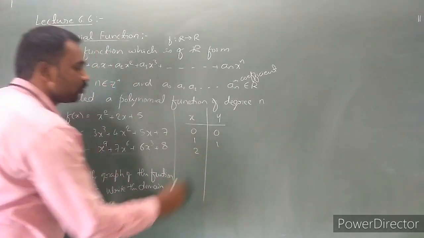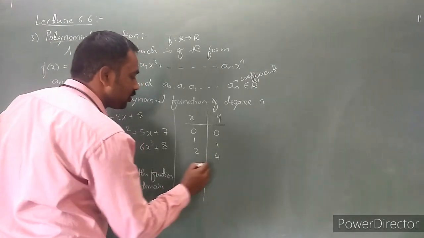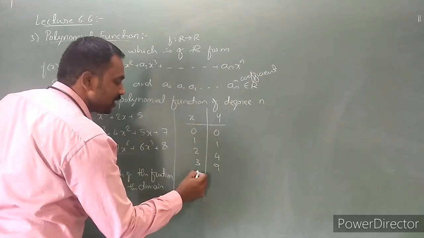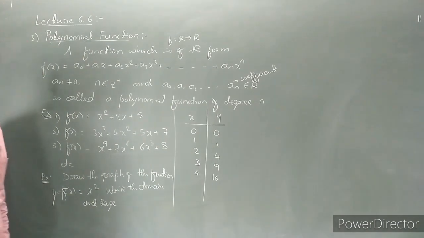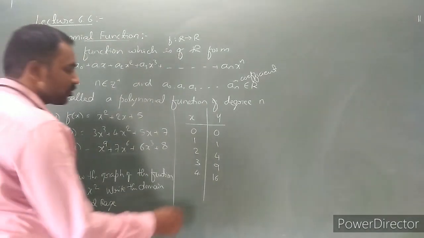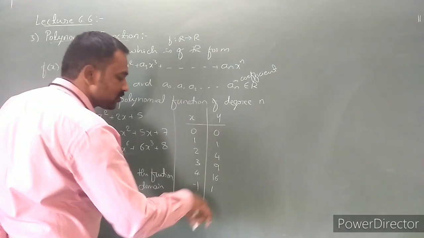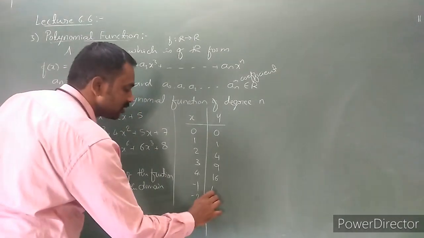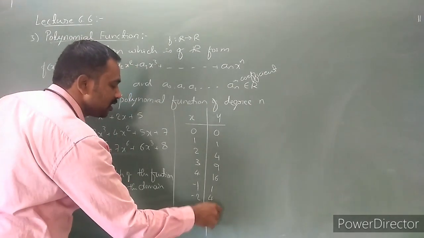If x is 2, what is the y value? 2 square is 4. If x value is 3, 3 square is 9. If x value is 4, what is the function value? 4 square is 16. Is that clear? Suppose x value is minus 1, because there are negative real numbers. Minus 1 square is 1. If x value is minus 2, what is the y value? That is plus 4. If x value is minus 3, it is plus 9.